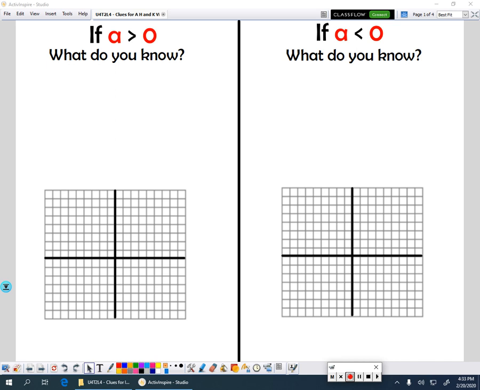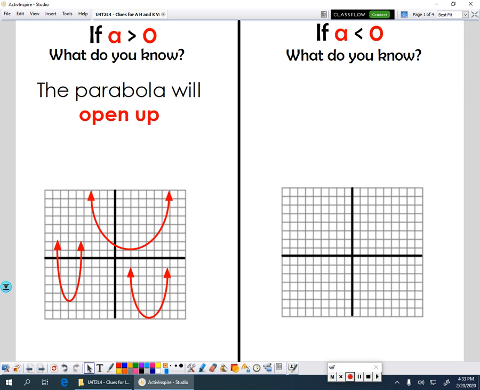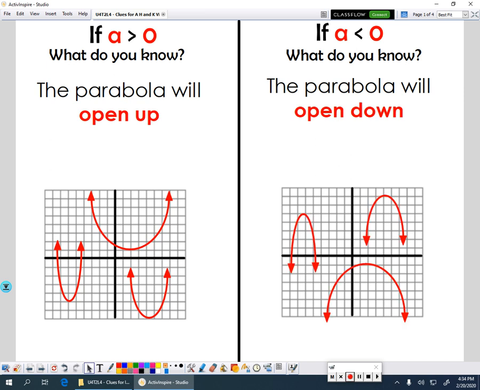When our A value is greater than 0, that makes it a positive number. And what we know is when A is a positive number, our parabola is going to open up. Now, A does not tell us anything about where our vertex is going to be located, but it does tell us that our parabola is either going to be wide and compressed or skinny and stretched, but the positive value means it's going to open up. If A is less than 0, that means it's a negative number, and negative numbers are going to open down. Okay, if we have a negative A value, our parabola will open down.